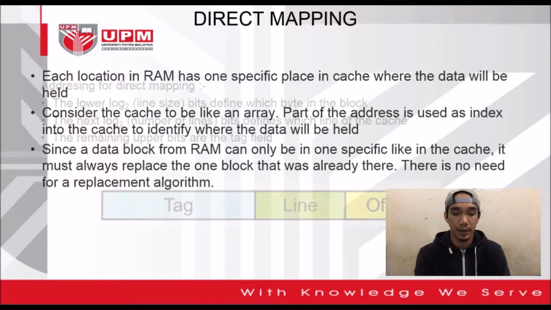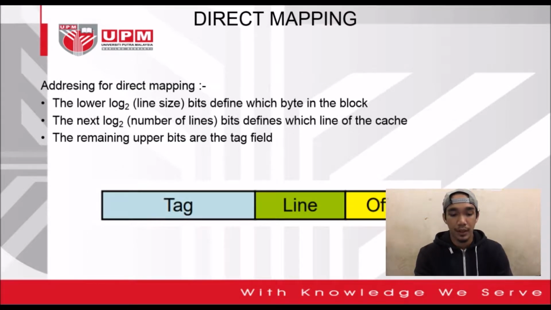Next is the addressing for direct mapping. The lower log2(line size) bits define which byte in the block, located on the rightmost side. The middle is the line number and the left side is the tag. So there are 3 parts: the left, middle and right. The left is the tag, the middle is the line number, and the right one is the offset or the word.